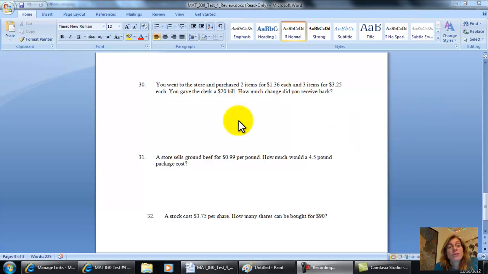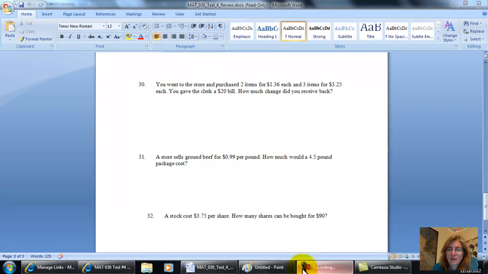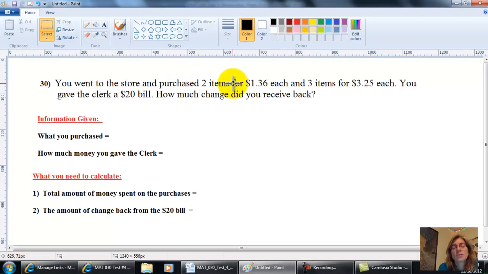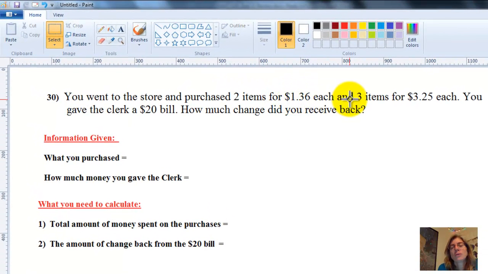Okay, this is problem 30, and it's a word problem. Alright, let's start. So I have it all written down here. You went to the store and purchased 2 items for $1.36 each and 3 items for $3.25 each. You gave the clerk a $20 bill. How much change did you receive back?